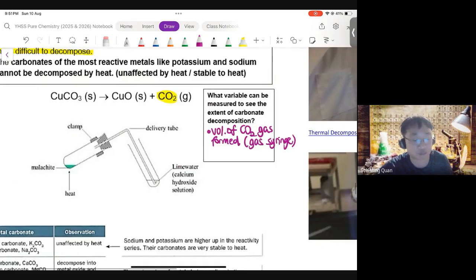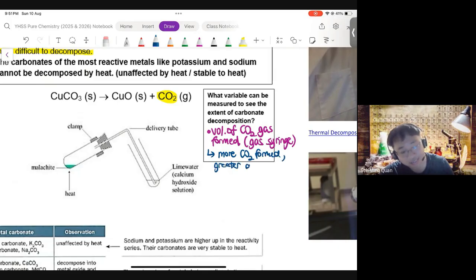Now, what can we tell from this? Obviously, more CO2 formed, greater extent of decomposition, right? If there is a greater extent of decomposition which has happened, you should get more CO2 formed, a greater volume of CO2 formed. Now, this is one variable that can be easily measured in the lab to see how much or to what extent has the carbonate decomposed.